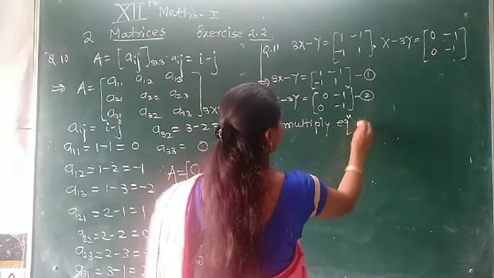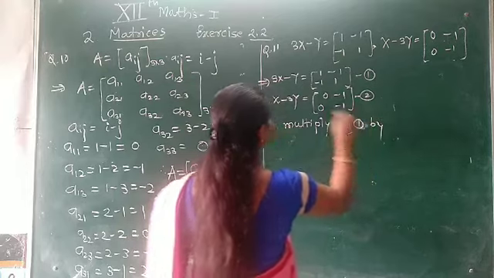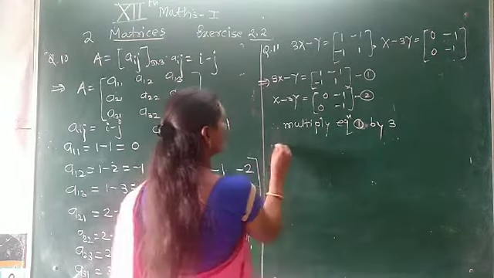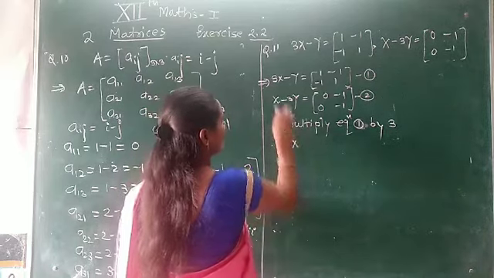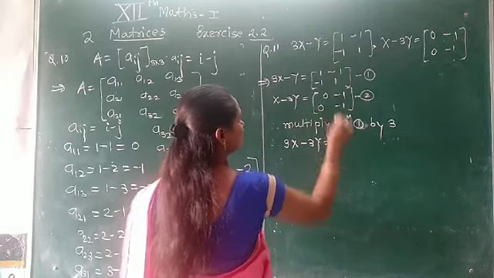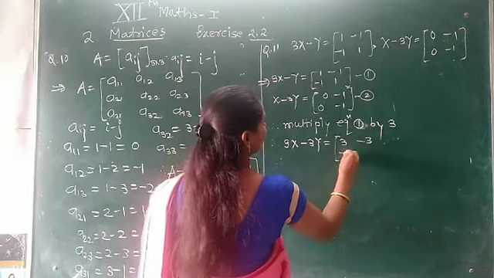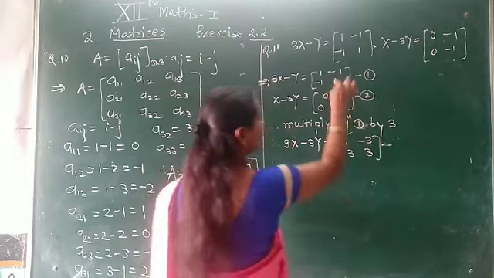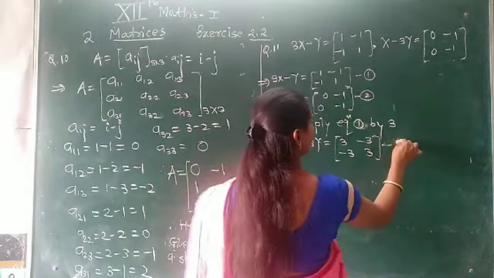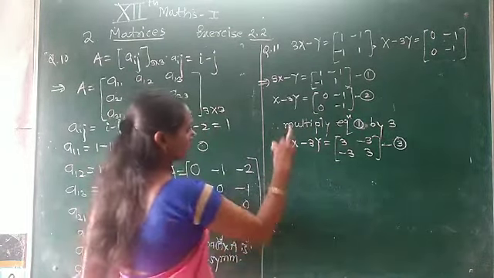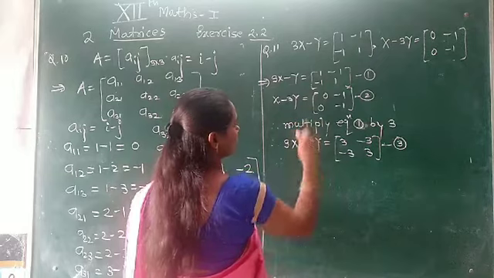Multiply equation 1 by 3. Therefore we get 9x minus 3y is equal to 3 minus 3 minus 3 plus 3. Here we multiply the equation 1 by 3. Now this is our matrix number 3. So now we subtract matrix 2 from 3.